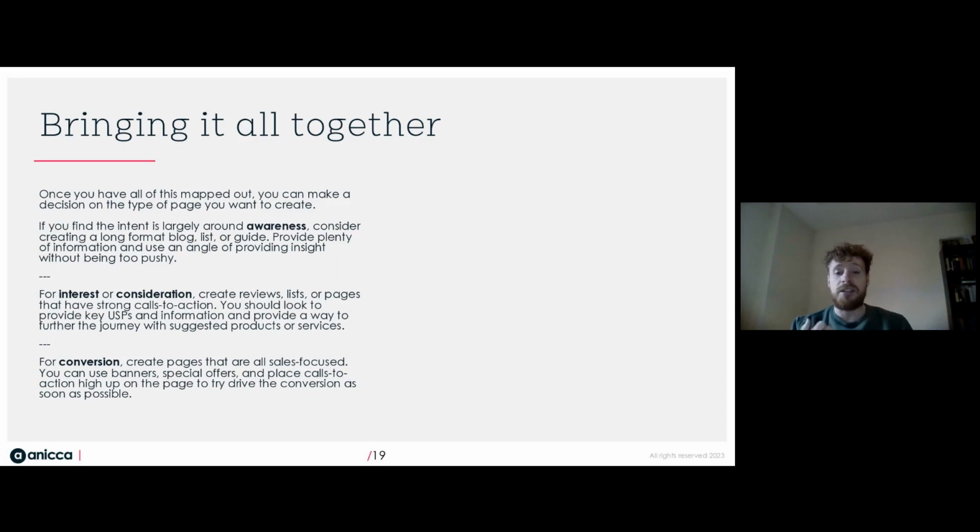If you find your intent is largely around awareness, consider creating a long format blog, a list, or a guide. You can provide plenty of information and use an angle to provide an insight without being too pushy. You can also incorporate longer tail key phrases with lower search volumes that don't necessarily convert, but will bring in a very motivated audience who are looking at a very specific topic.